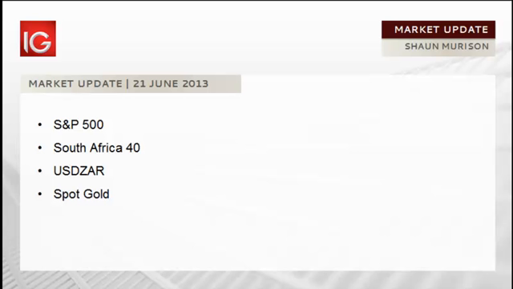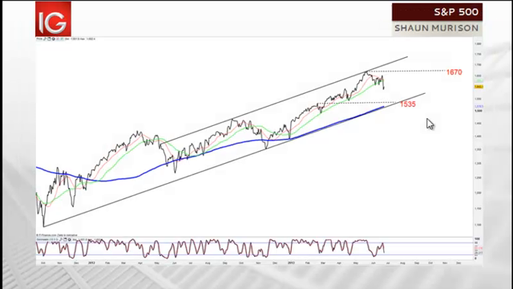Today we're going to take a quick look at the S&P 500, South Africa 40 Index, the dollar rand, and spot gold. Starting with the S&P 500, this is a daily line graph over a period of about 18 months. We can see that the long-term trend is clearly up, as marked by this long-term trend line.